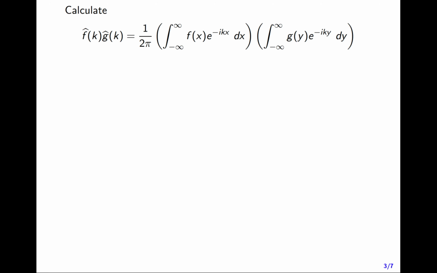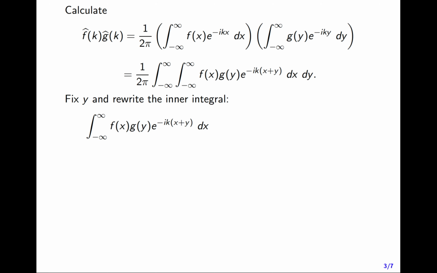So let's put these integrals together. So this is 1 over 2 pi times the double improper integral, minus infinity to infinity, minus infinity to infinity, f of x times g of y, and then in the exponential I've combined things. This is e to the minus ik, x plus y, and it's a double integral now, dx dy.